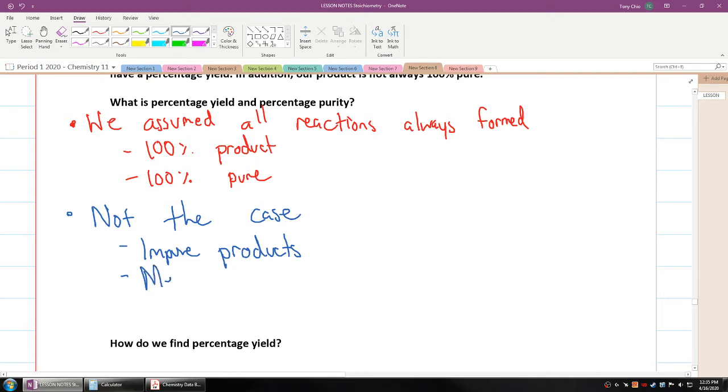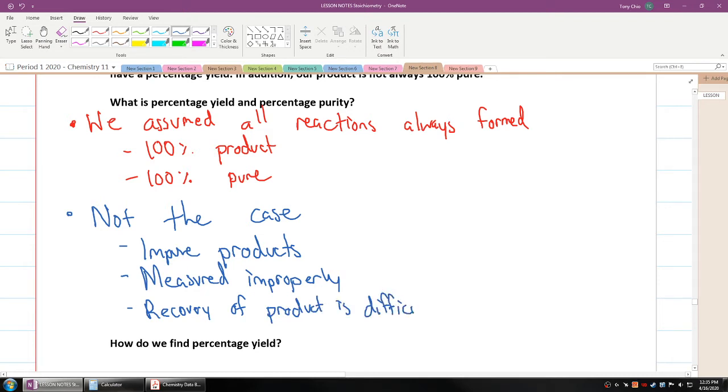We might not have measured properly, so we measure improperly. That's another one. Recovery is difficult. Say, for example, you create something, but you don't get all of it. So recovery of product is difficult. Say, for example, you made cookies and you couldn't get all the batter out of the mixing bowl. The last one is just human errors. There are human errors involved. So that is why we have percentage yield and percentage purity. In any experiment we usually do, we're not ever really going to get 100% product or 100% purity.